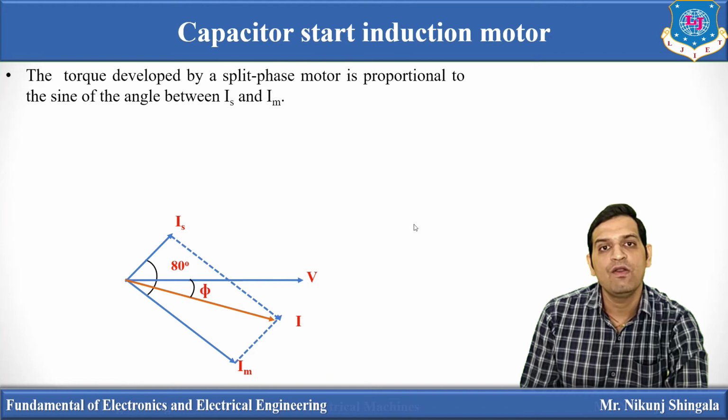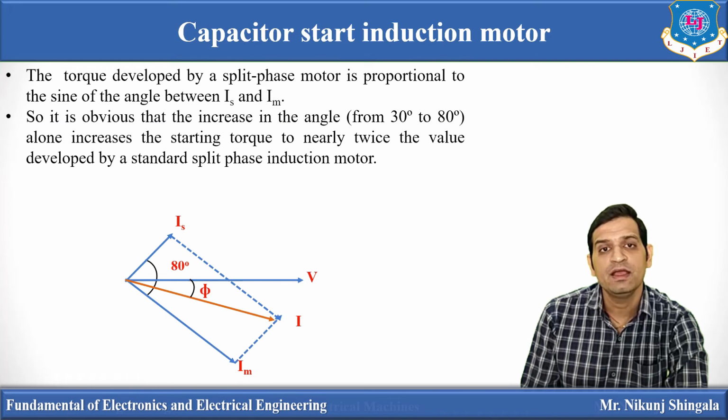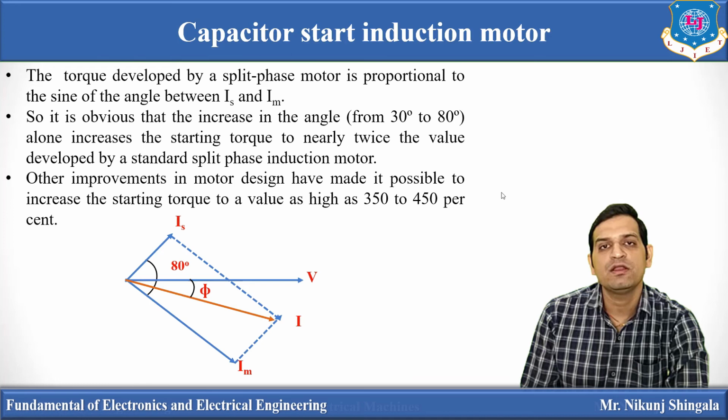The torque developed by the split phase motor is proportional to the sine of the angle between IS and IM. So it is obvious that increasing the angle from 30 to 80 degrees increases the starting torque to nearly twice the value developed by the split phase induction motor. So here the starting torque is double as compared to the split phase induction motor. Improvement can be made to increase the starting torque to about 350 to 400% of the full load torque.